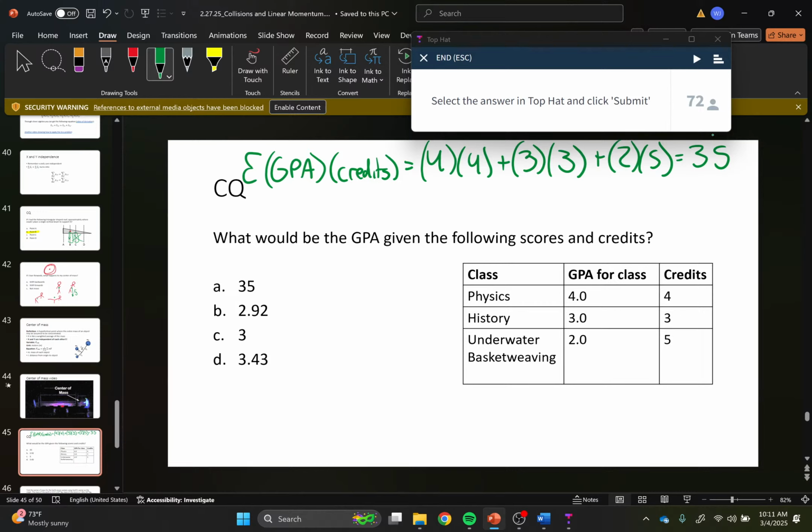So we're going to divide this by something. What are we going to divide it by? We're going to divide it by the number of credits. How many credits you took? You add up all your credits. So divided by how many credits? 4 plus 3 plus 5.